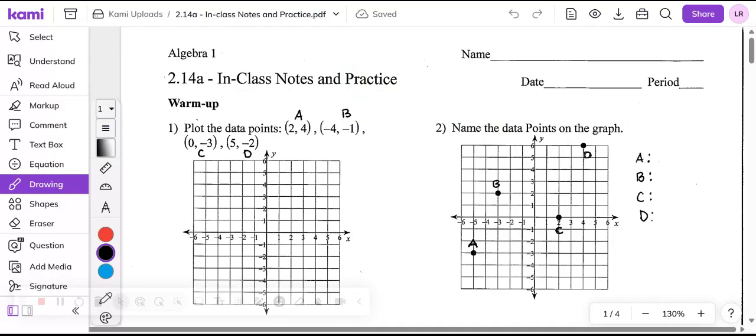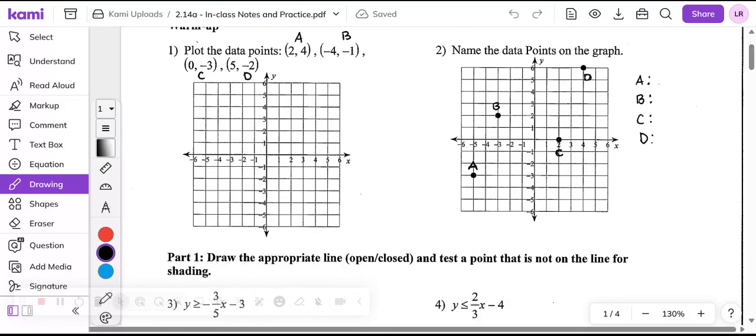Just a reminder, when you're starting with plotting points and naming points, the reason this is important is because you don't want to say you're choosing a data point when you're solving or graphing an inequality and accidentally do it wrong. So (2, 4) is 2 to the right and 4 up. 2 to the right, 1, 2, 3, 4 up. That was where (2, 4) would belong. Okay, the data point (2, 4).